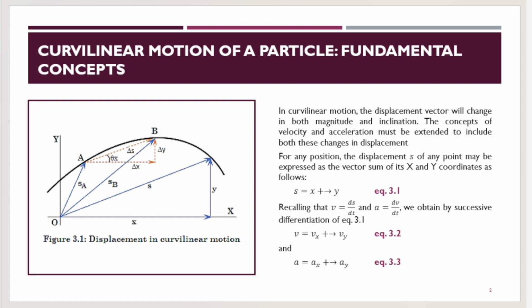We obtain equation 3.2, which is the velocity is equal to v sub x plus the horizontal component of v sub y, and the acceleration is a sub x plus the horizontal component of a sub y. That's the fundamental concept of the curvilinear motion.